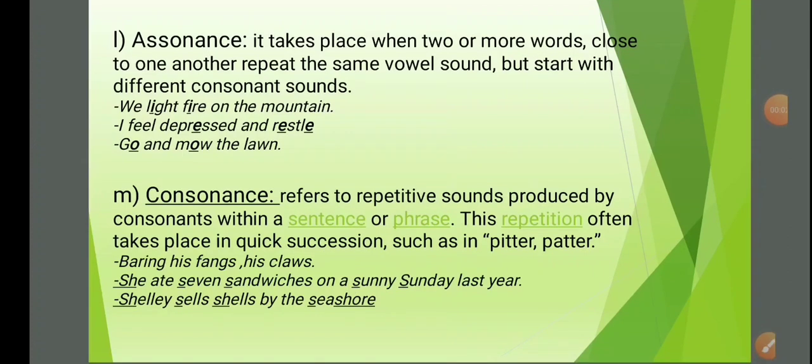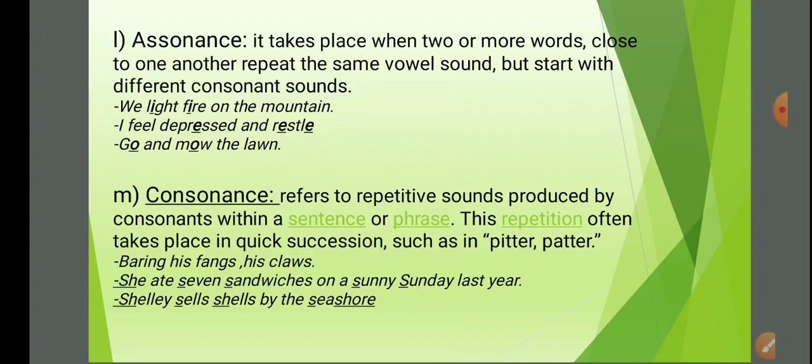his claws. In this line, you can see the effect of the S sound: his fangs, his claws. Here, the effect of the S sound is there, and that is an example of consonance. In the next line, she ate 7 sandwiches on a sunny Sunday last year. The effect of the S sound is again in the second line. It is an example of consonance.